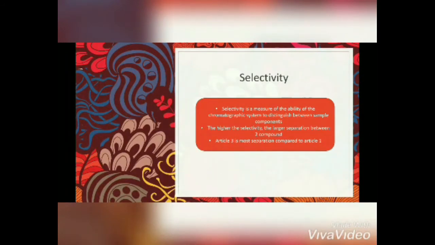Selectivity. Selectivity is a measure of the ability of the chromatographic system to distinguish between sample components. The higher the selectivity, the larger the separation between two compounds. Article 3 has the most separation compared to Article 1.